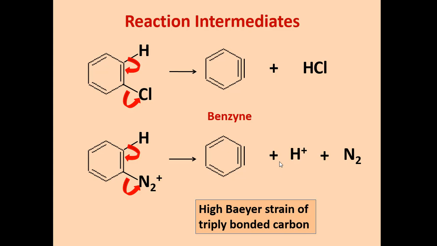It should be linear. But here in benzyne, if you look at the triply bonded carbon atom attached to the next carbon atom, which is sp2 hybridized, that is doubly bonded, it is not linear. It is not 180 degrees. It is much less than 180 degrees. That means there is a lot of strain in this bond, according to the Baeyer strain theory. And whenever you have a lot of strain, that is unstable. And that is why benzyne is not a stable compound, but it is an intermediate.